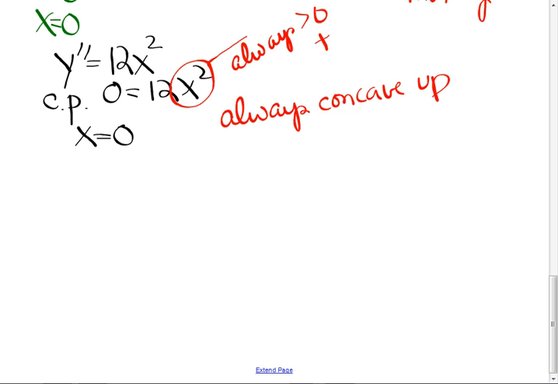Just because the second derivative is 0 doesn't mean you get an inflection point. I did get 0 here. But I don't have an inflection point because 12x squared is always greater than 0. I don't have a sign change. The critical points are the points where any function is 0 or undefined. It's a boundary. It's where a derivative could change sign or a second derivative could change sign. You need a sign change for an inflection point. Yes? No sign change. Yep.